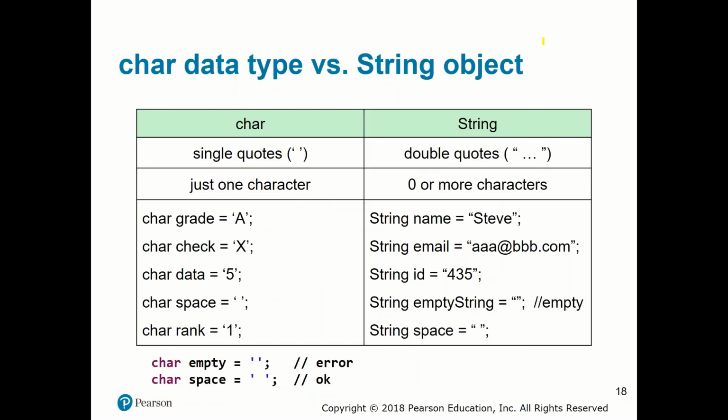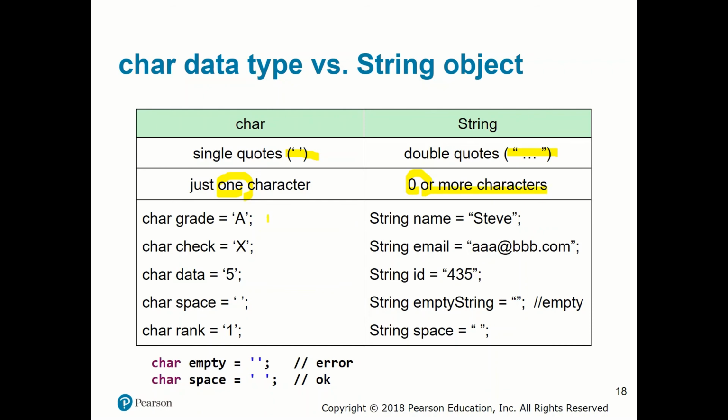Let's compare string and char type learned in Chapter 2. While strings are objects, char is a primitive data type. Char uses single quotes like this, and string uses double quotes. Char can have exactly one character inside the single quotes, just one character. String can have 0 or more characters inside the double quotes.